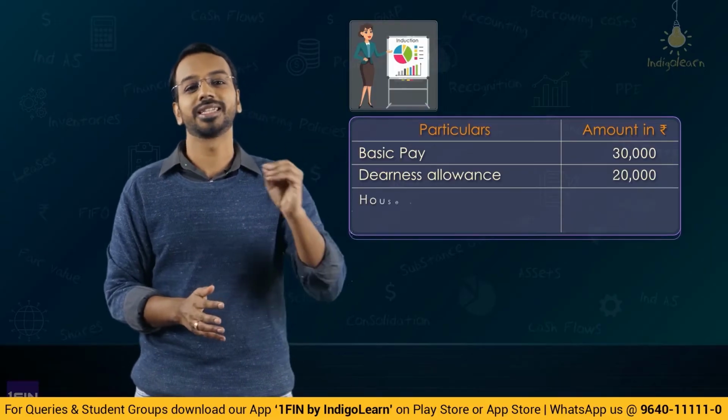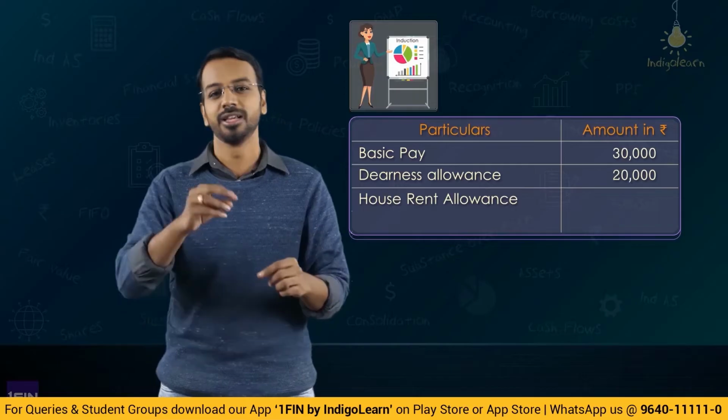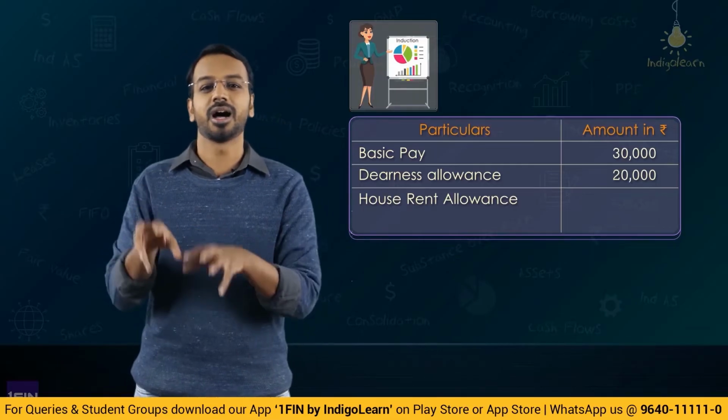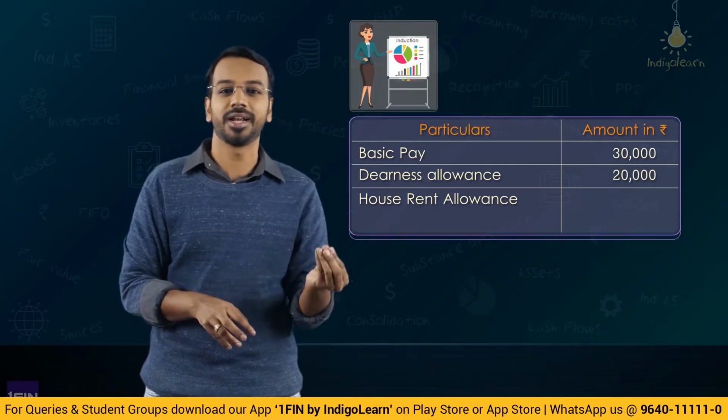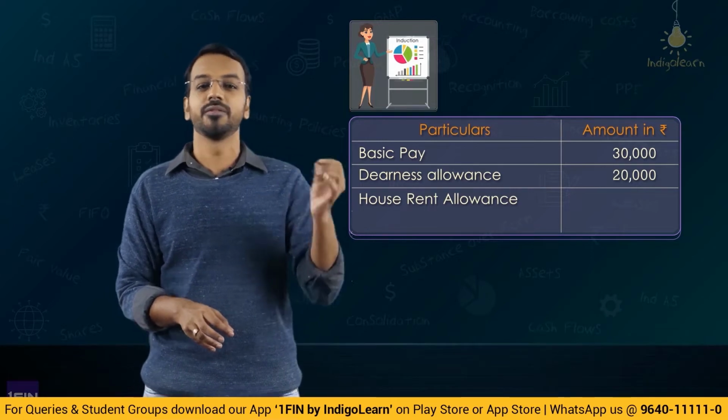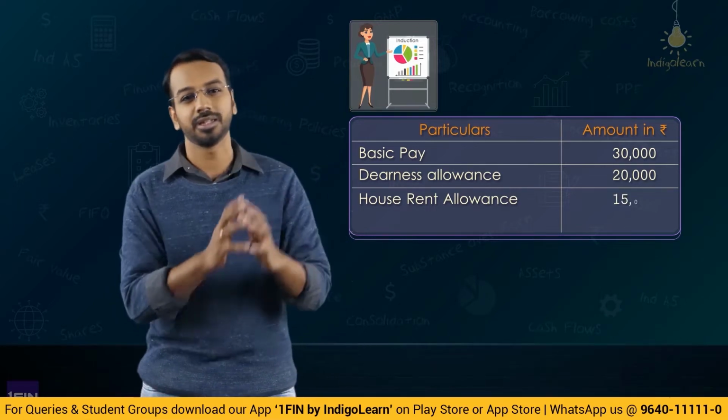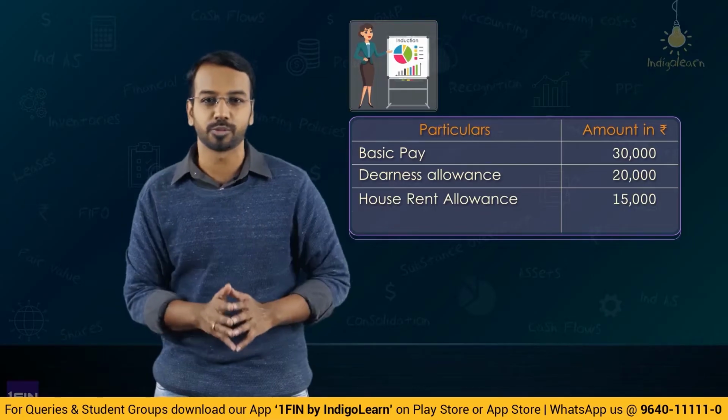Then we had something called HRA, house rent allowance, right? Because we are posted in a metro city, the house rent allowance was 50% of basic pay. So 50% of basic pay came out to 15,000, right? That was our house rent allowance portion.